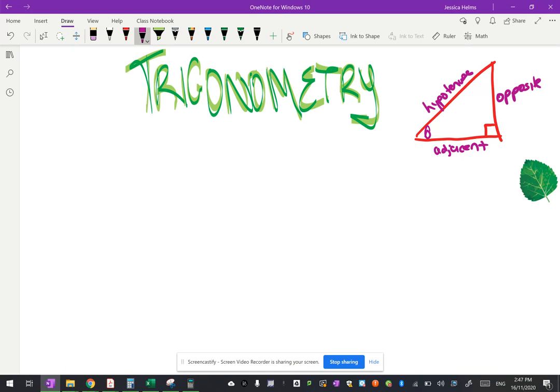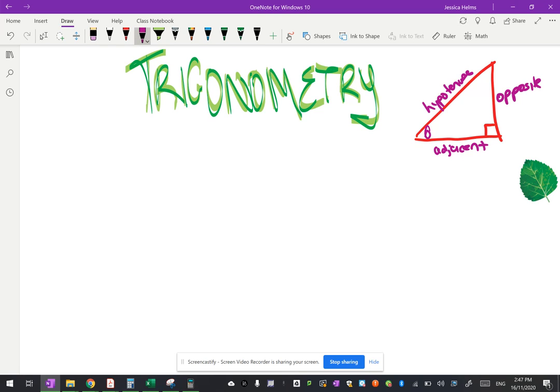Hopefully you already have a good idea of the three ratios that we talk about in trigonometry. We've got sine, which we shorthand as sin, that's how it's on your calculator, cosine, which we call cos, and tangent, which we call tan. Each of these is a ratio of two sides, used to figure out angles and sides. We use the term SOHCAHTOA to figure out how to solve a triangle.